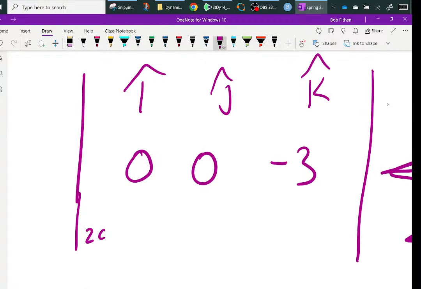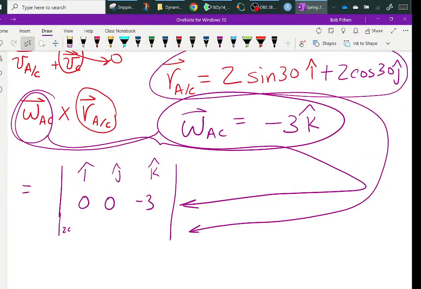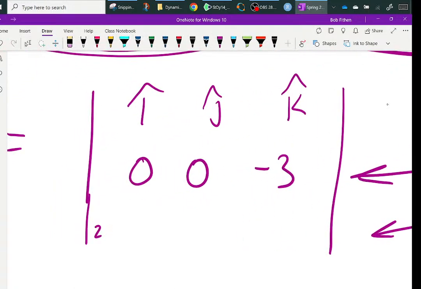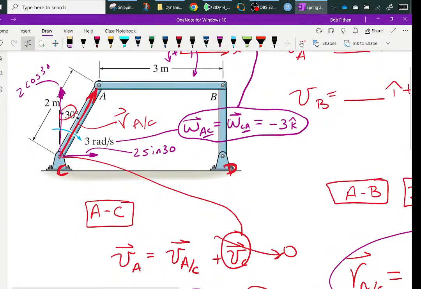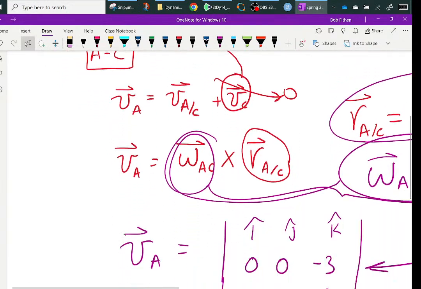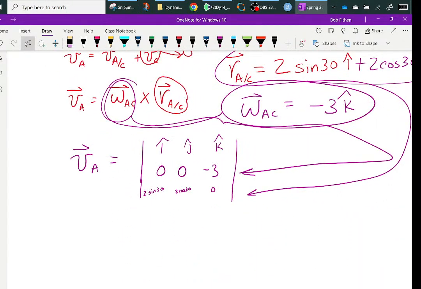Wait, was it cosine? It was sine for the X, wasn't it? Yeah. 2 sine of 30 and 2 cosine of 30. Now, let me just double check. Yeah, they're both going in a positive direction. I had to think about that for a second. So if you do this, what you end up with is a velocity vector that looks like this.